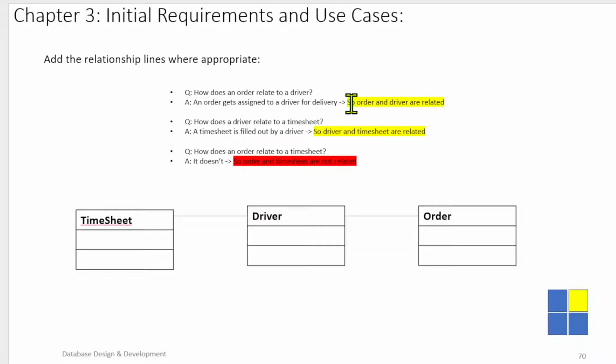All right. So setting this up, we have the timesheets going to the driver, and the driver and the order are connected. So that's what we're doing here. We've got, remember, our relationships here. Now let's go down here.